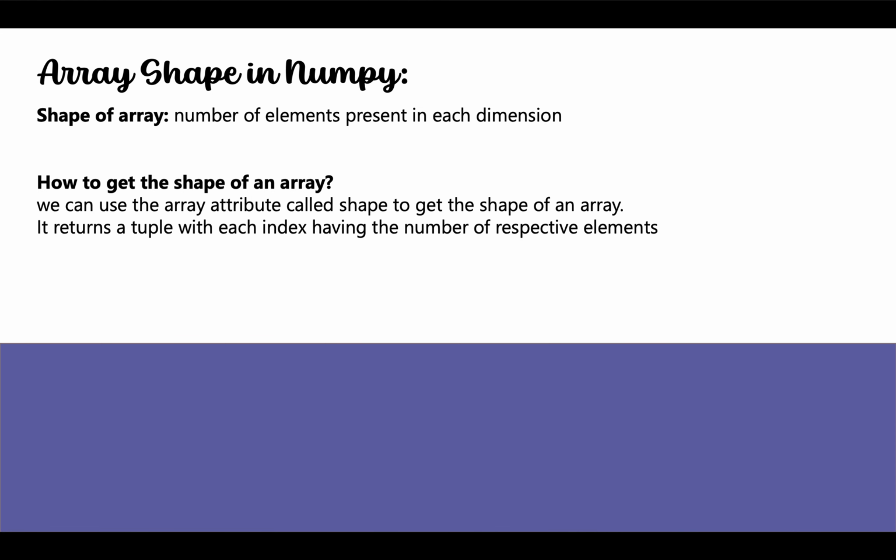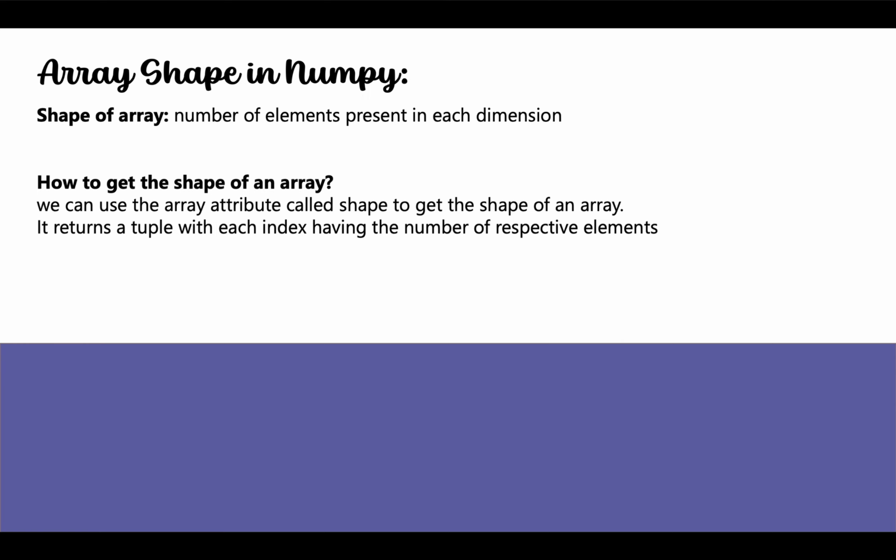So the first question is, what is array shape in NumPy? The shape of an array represents the number of elements present in each dimension. Now the next question that arises in our mind is how to get the shape of an array. We can use the array attribute called shape. The result is a tuple with each index having the number of respective elements.